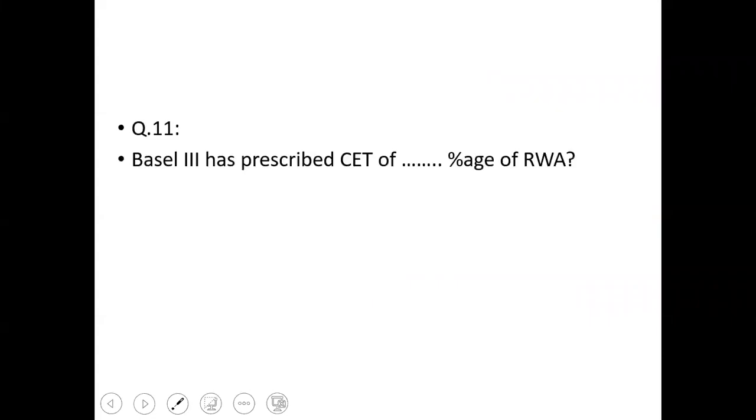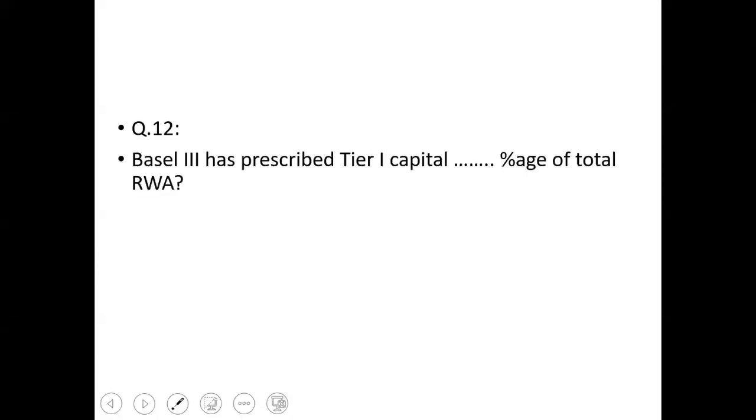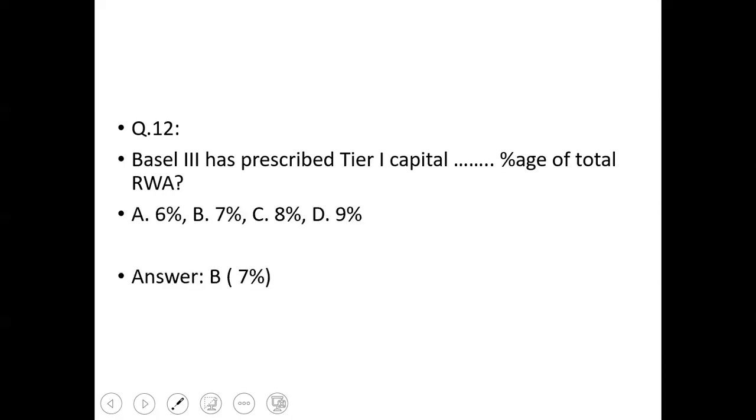Okay. Now question number 10. Basel III prescribed CET, common equity tier 1. How much? 5.5. Additional tier 1, 1.5. So 5.5 plus 1.5, 7. Basel III prescribed tier 1 as minimum percentage of total RWA. How much? 7%. 7 is the answer.